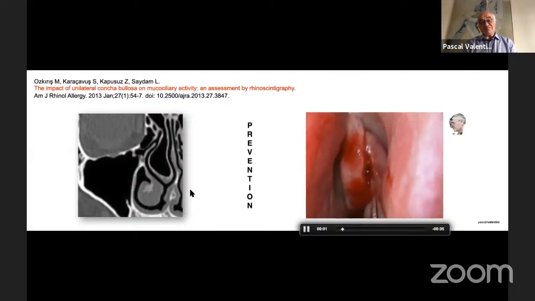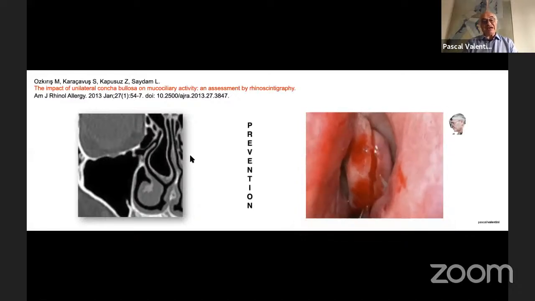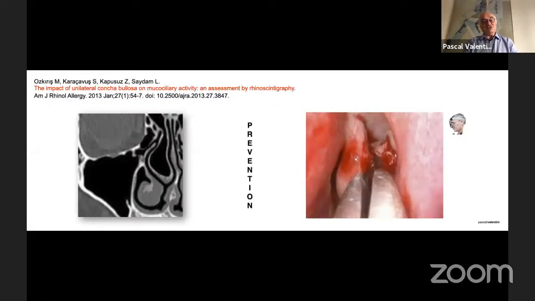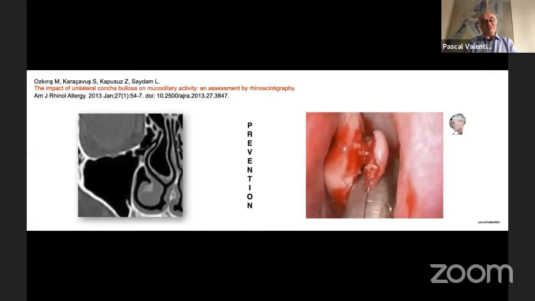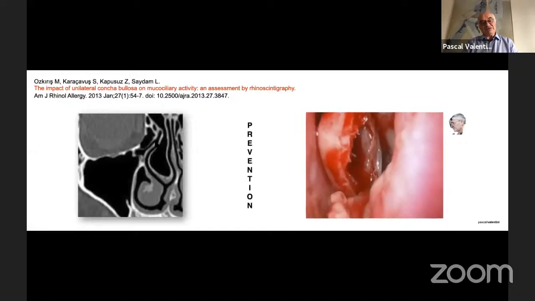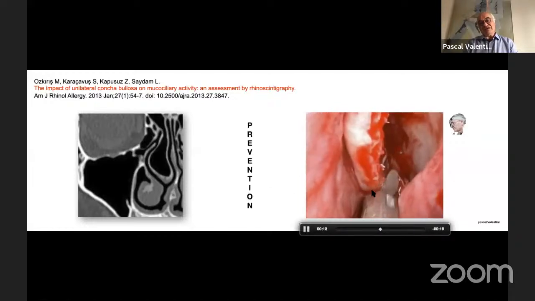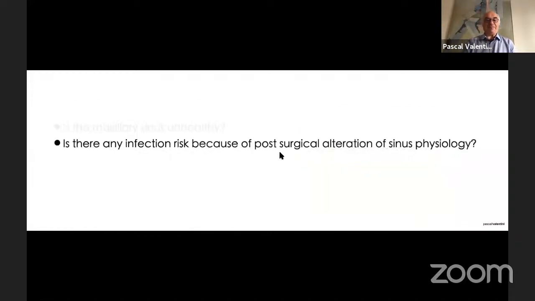So the prevention, and this has to be decided by the ENT, is to remove the anatomic variant making the risk of ostium narrowing very high. For example, here, the concha bullosa is removed preoperatively by the ENT.